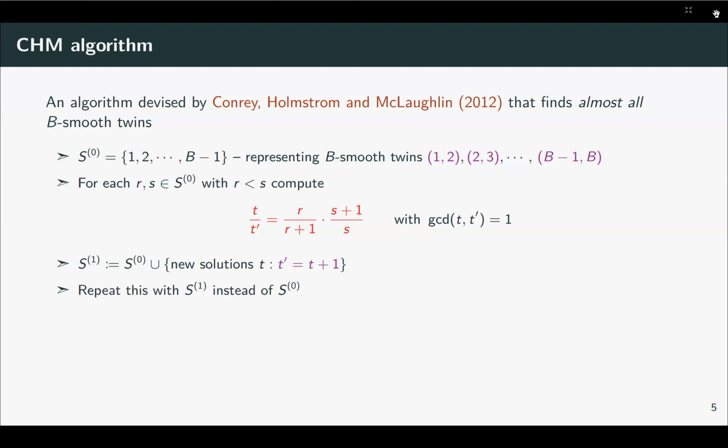Now we're going to repeat this process, replacing the S0 that we have at the start with S1, doing all pairs R and S in S1, doing this computation, finding the ones that are new smooth twins, and adding them to the sets. We're going to continually repeat this over and over again. And as I said, because the set of B-smooth twins is finite, at some point this procedure must stop. And when it does, then we just stop.